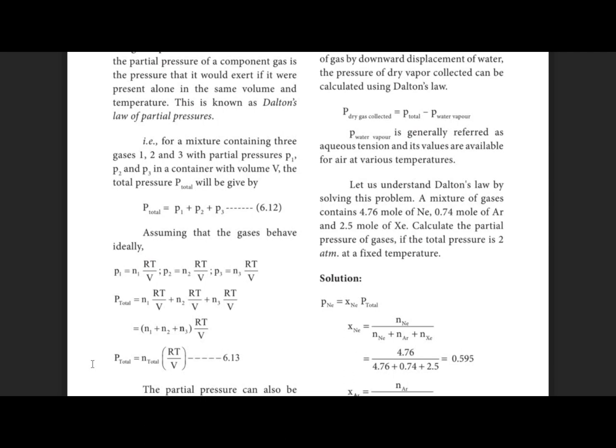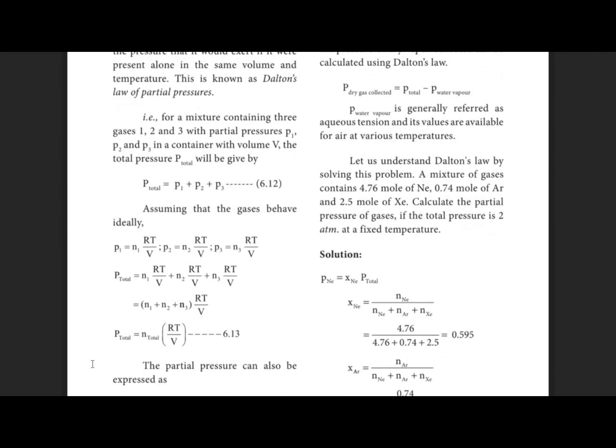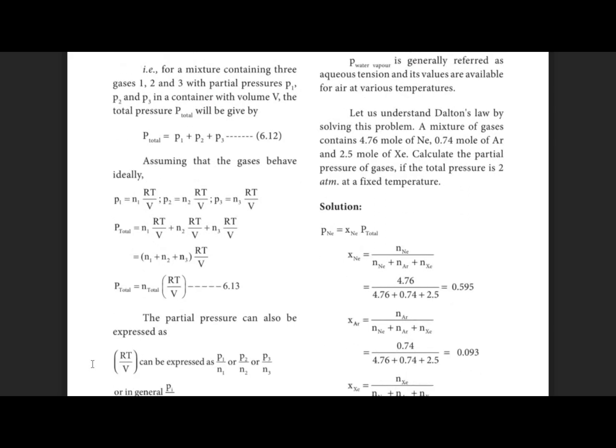Now let us understand Dalton's law by solving this problem. A mixture of gases contains 4.76 mole of neon, 0.74 mole of argon, and 2.5 mole of xenon. Calculate the partial pressure of the gases if the total pressure is 2 atmospheres at a fixed temperature. And how to solve this?